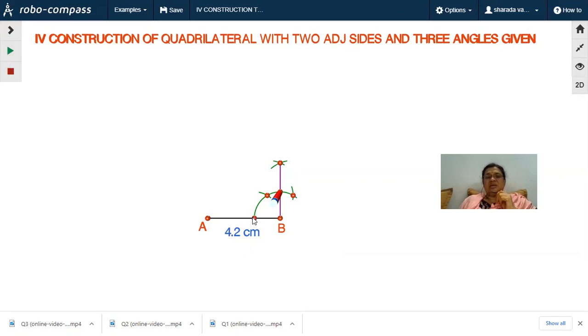Why do I call it perpendicular? Because see here, from here to here it is 60. So this purple line is bisecting this angle. Bisecting means this is 30 and here it is 30. So here it is 60 plus 30, 90. So this purple line will be perpendicular to AB. You can see it is perpendicular. Can you observe it? Yes, it is perpendicular.